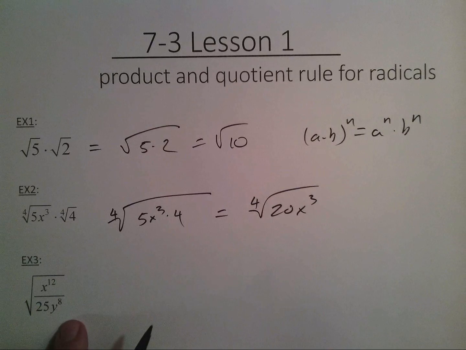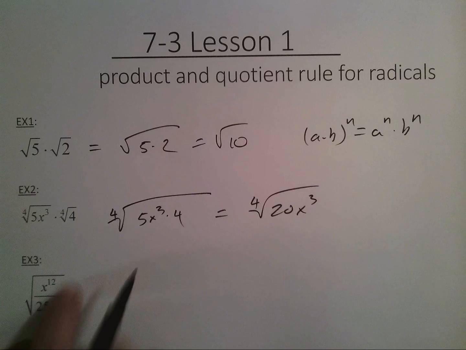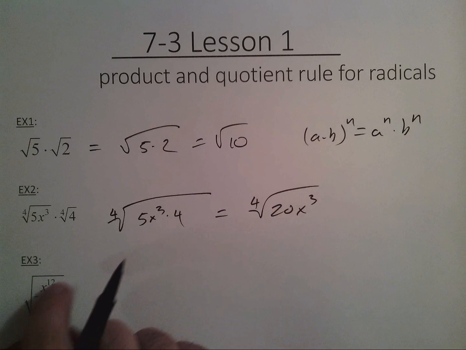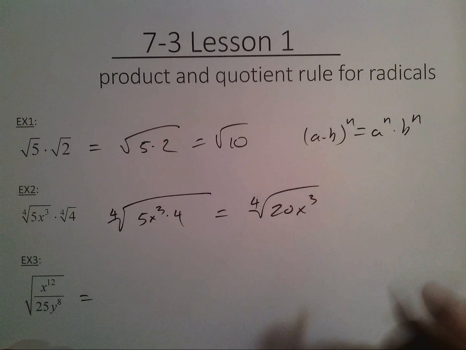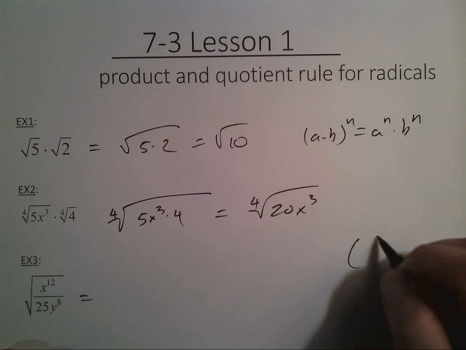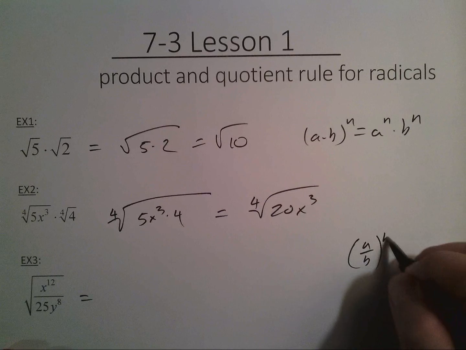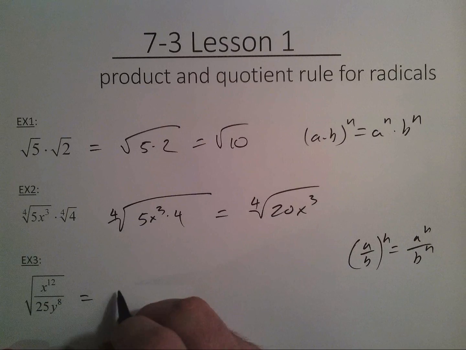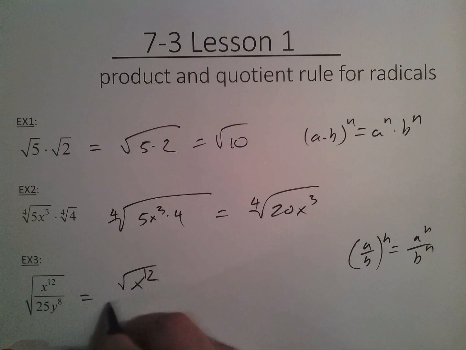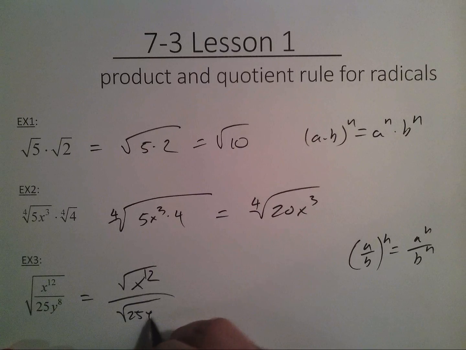Now, quotient division is the same thing. So currently what I'm doing is taking the square root of a top and a bottom. So I can rip that apart, so it's going from having a over b to the n to make it a to the n over b to the n. So right here, this becomes the square root of x squared over the square root of 25y to the 8th.